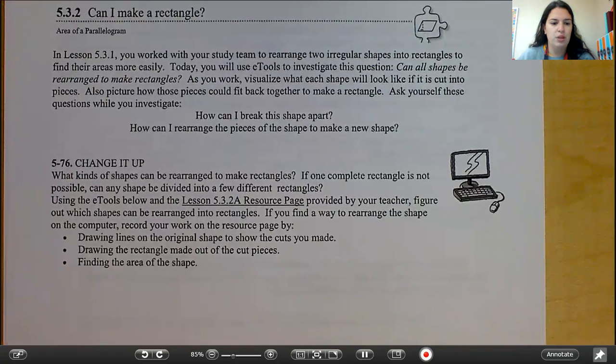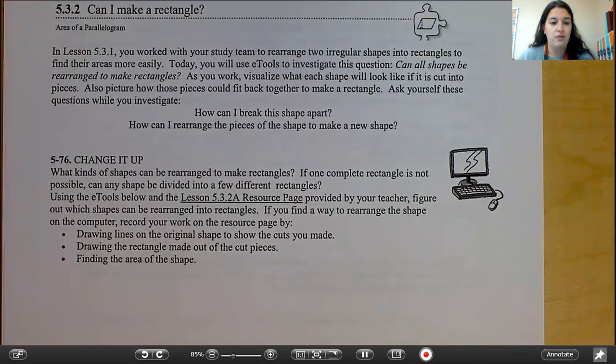Using the eTools below and the Lesson 532A resource page provided by your teacher, figure out which shape can be rearranged into rectangles. If you find a way to rearrange the shape on the computer, record your work on the resource page by drawing lines on the original shape to show the cuts you made, drawing the rectangle made out of the cut pieces, and finding the area of the shape.